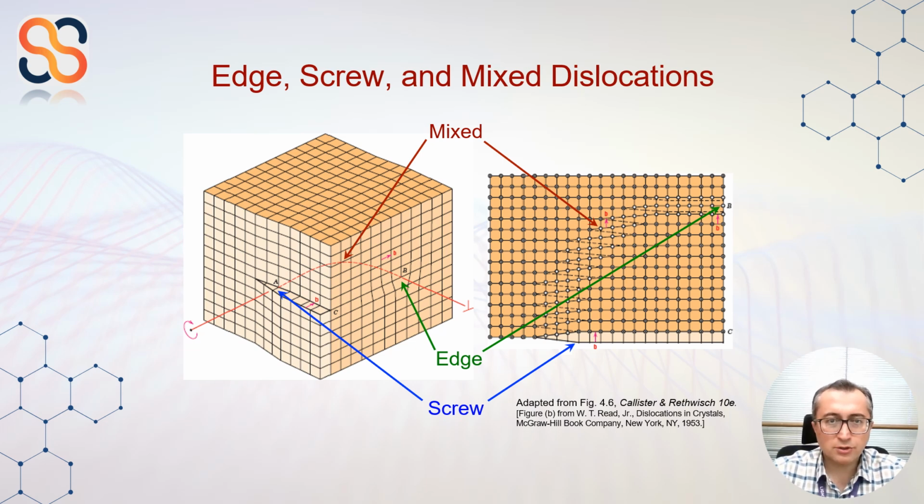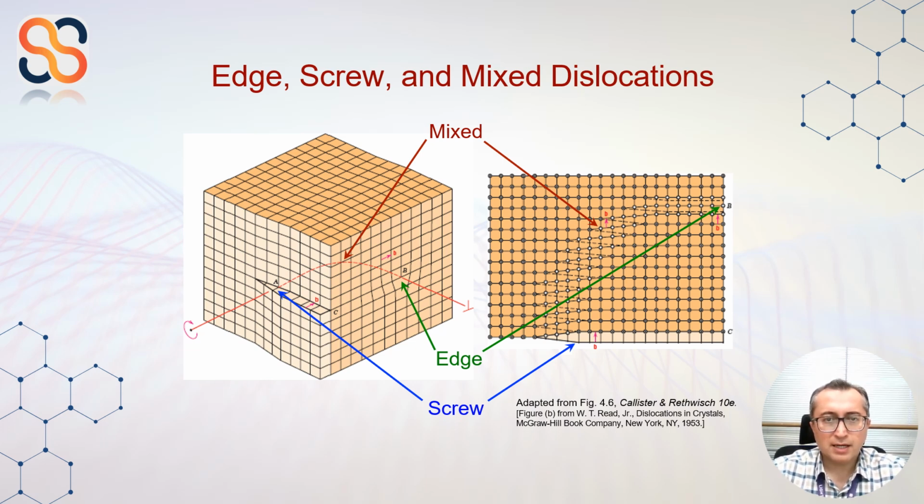And when it comes to mixed dislocations, this type combines elements from both edge and screw dislocations. Portions of the mixed dislocation behave like edge dislocations, while other segments exhibit screw dislocation characteristics. This combination can result in complex lattice distortions, contributing to various mechanical properties of materials.